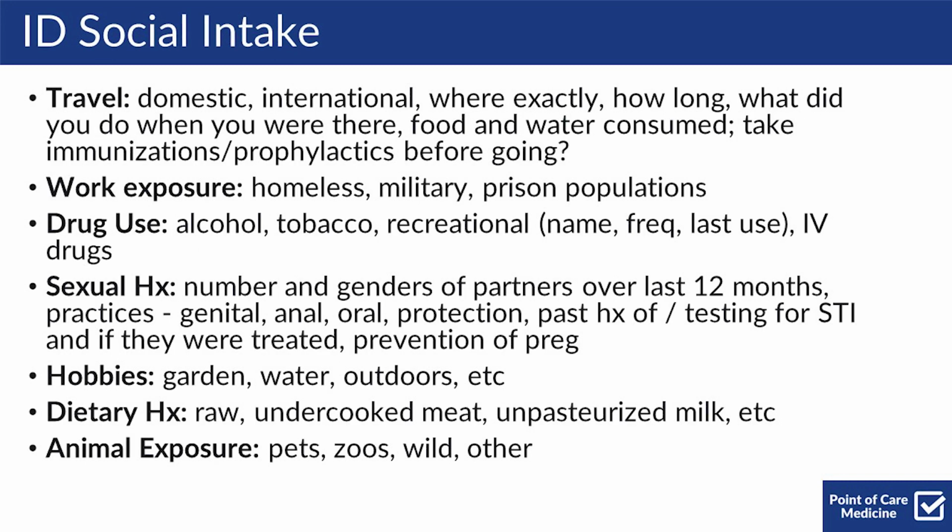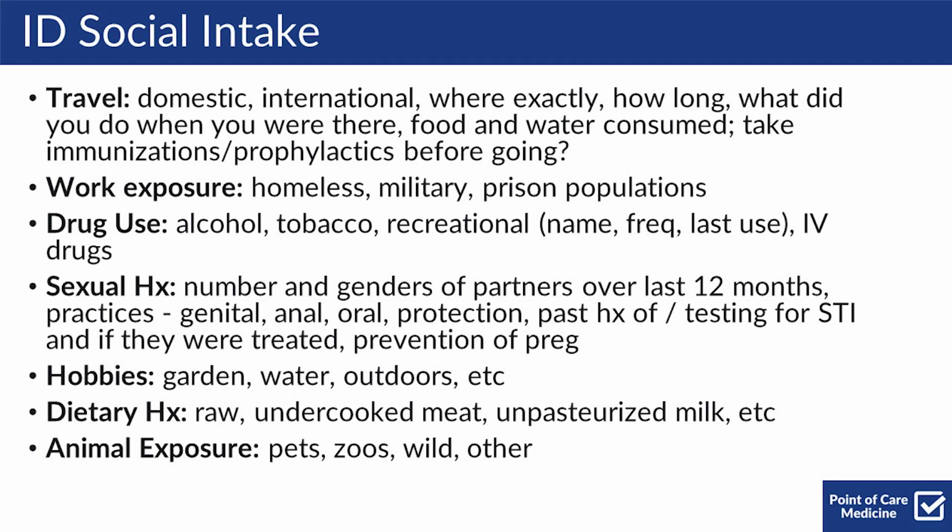If you really suspect an infectious process, you should go back to the drawing board and complete a full ID and social intake history. Things you should ask about include travel, both domestically and internationally, where they went, how long they were there, what they did when they were there, food and water that they consumed, whether or not they took immunizations or prophylactic medicines before going.